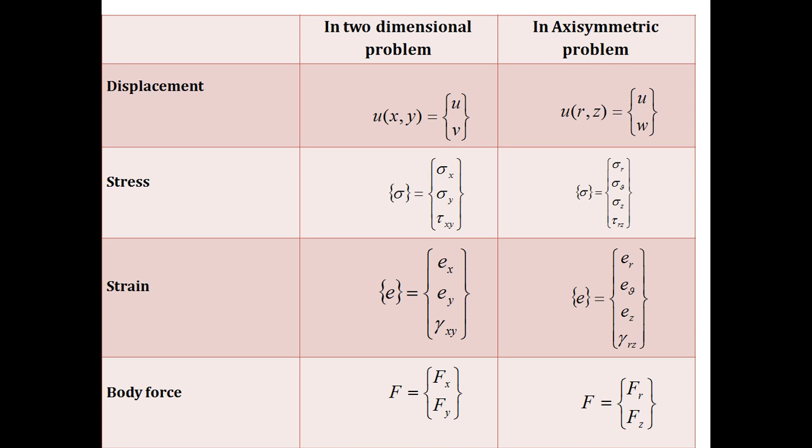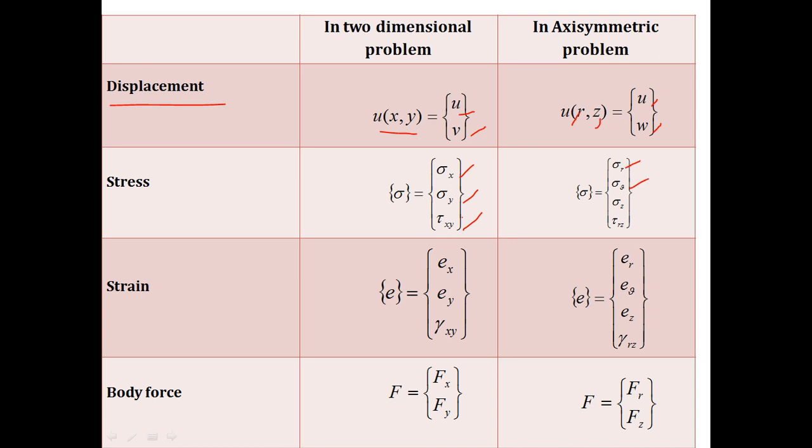For stress in the 2D element, sigma is equal to sigma x, sigma y, and tau xy. That is, normal stress in x direction, normal stress in y direction, and shear stress in the xy plane. And for the axisymmetric problem, sigma r, sigma theta, sigma z, and tau r z. What is that? Radial stress, circumferential stress, longitudinal stress, and the final one is the shear stress in the rz plane. That's the logic behind it.